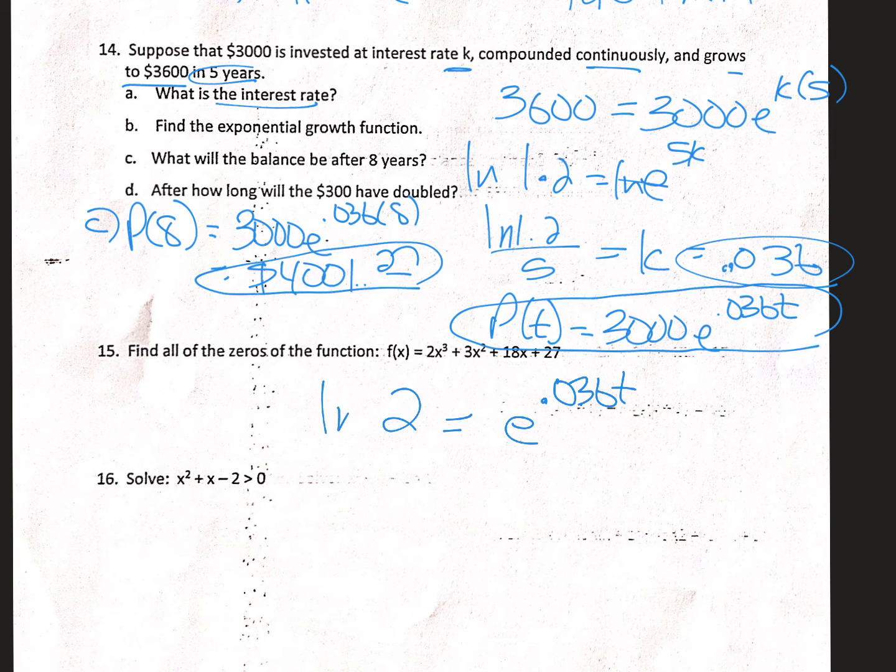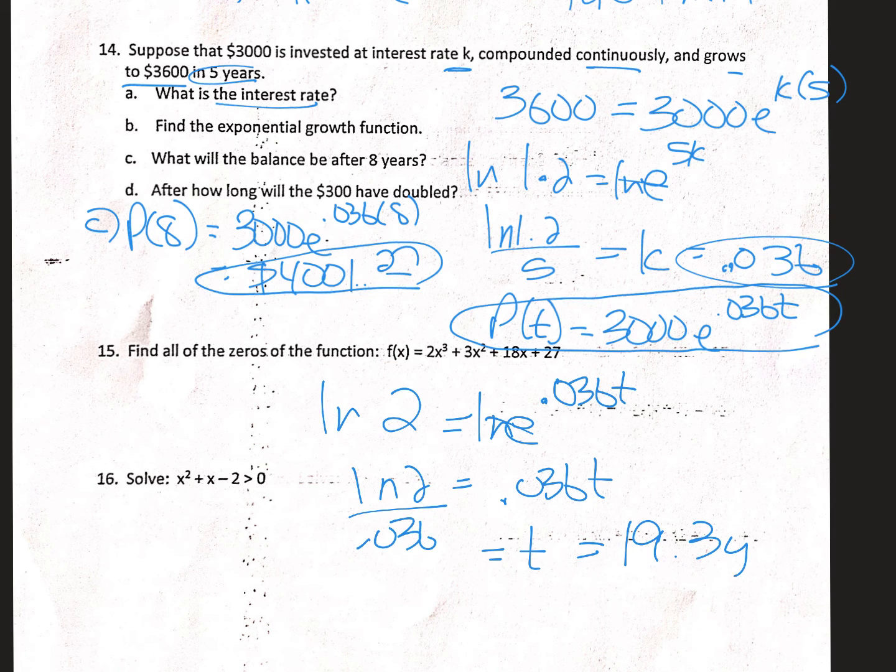So go ahead and do natural log both sides. Over here, I just have this. Over here, I have natural log 2. So to get my answer, I'm just going to divide that natural log 2 by 0.036. Punch that in as usual. And I'm getting 19.2, actually 19.3 years to double your money right there. Hope that wasn't too bad.